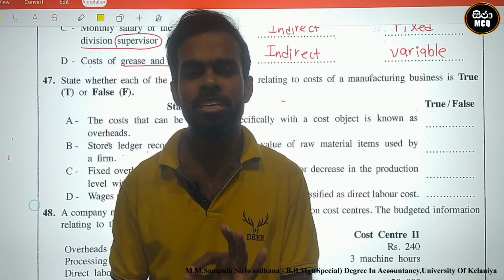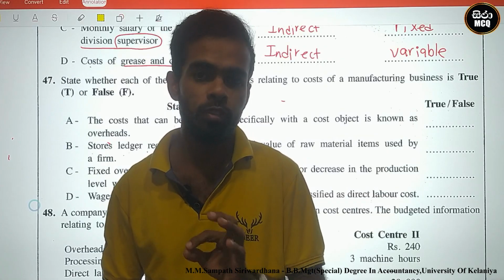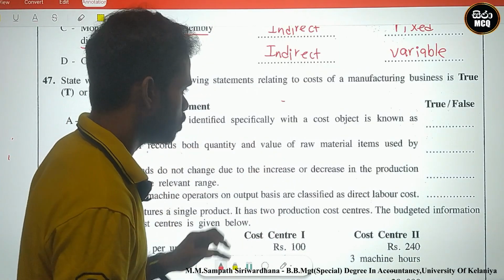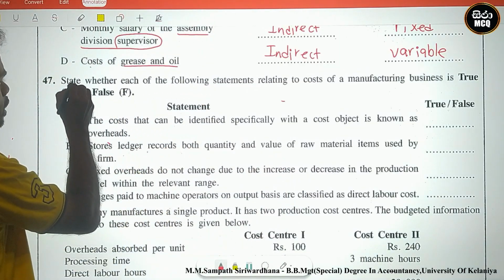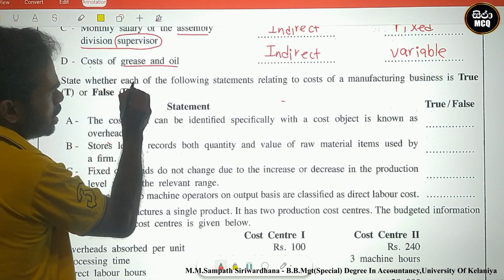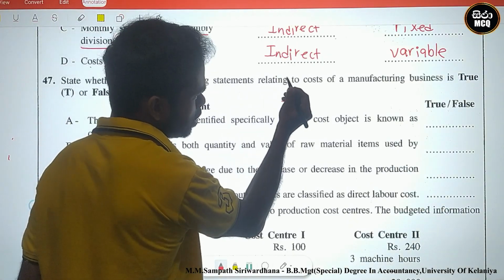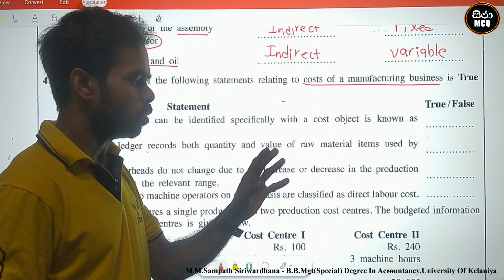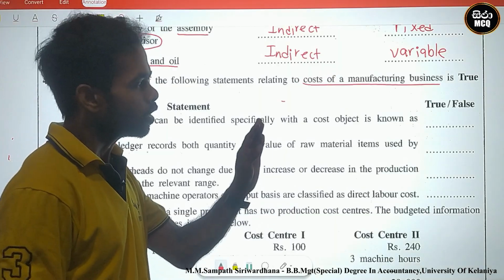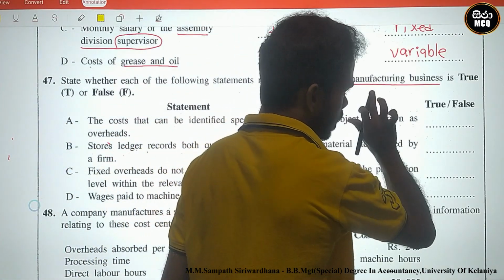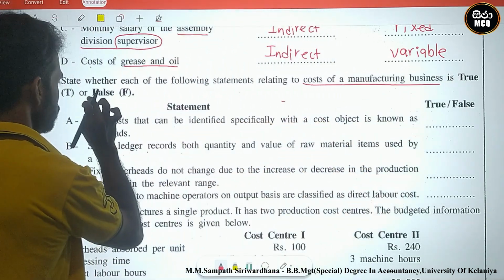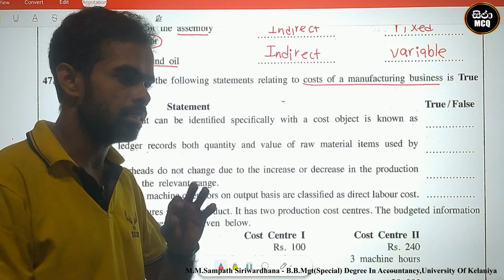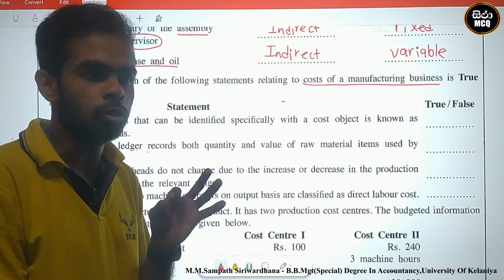Today we discuss Advanced Level A-Level Accounting Paper 2024, question number 47. This is the theory part. Look here, what are the requirements? Firstly, they said to state whether each of the following statements relating to cost of manufacturing business is true or false. There are 4 statements. We find whether these statements are correct or incorrect.